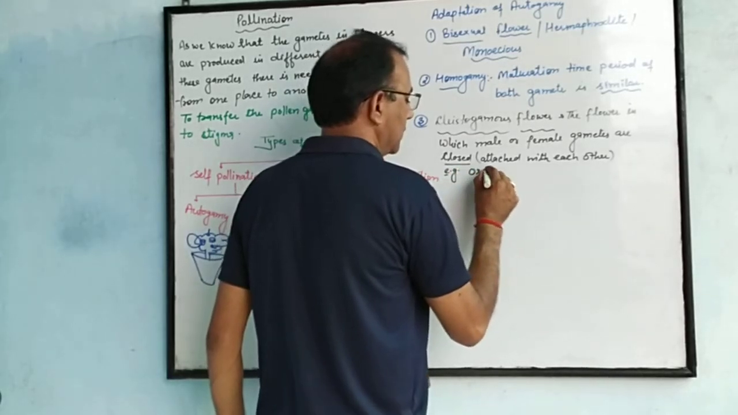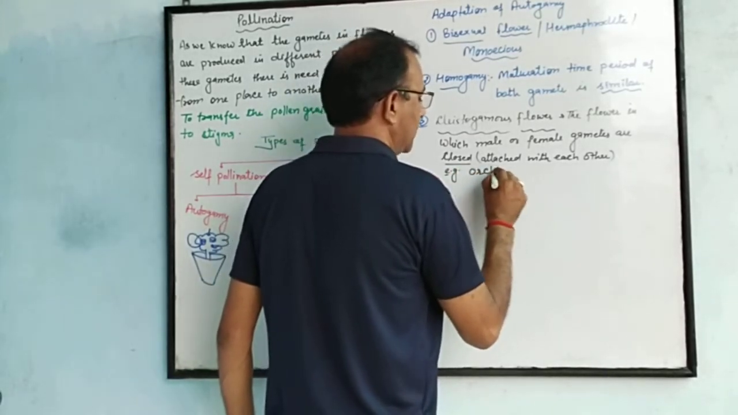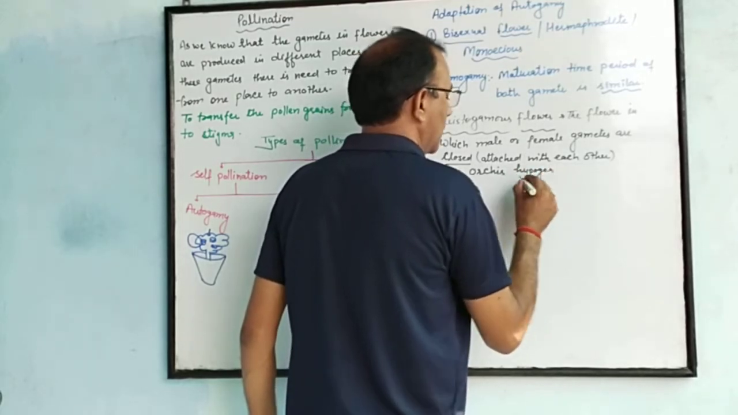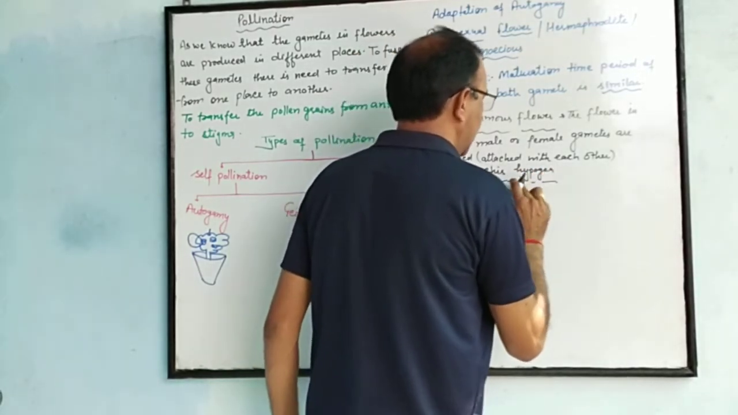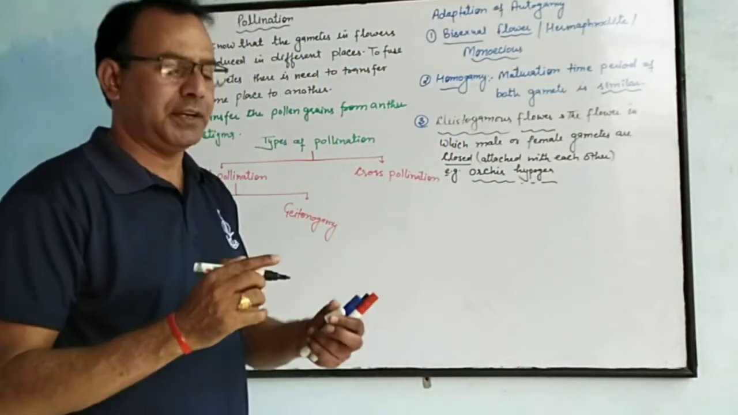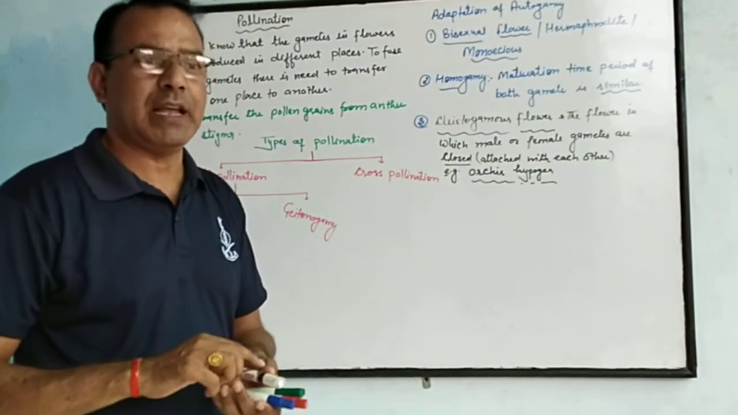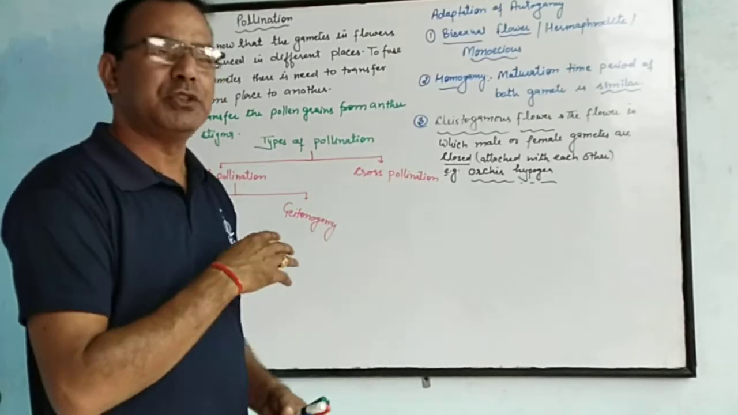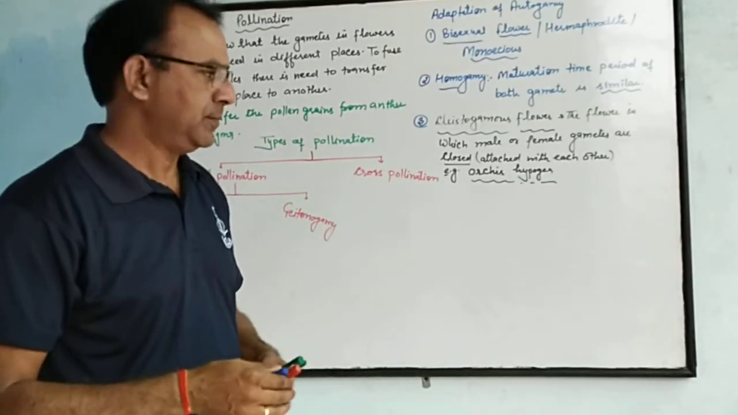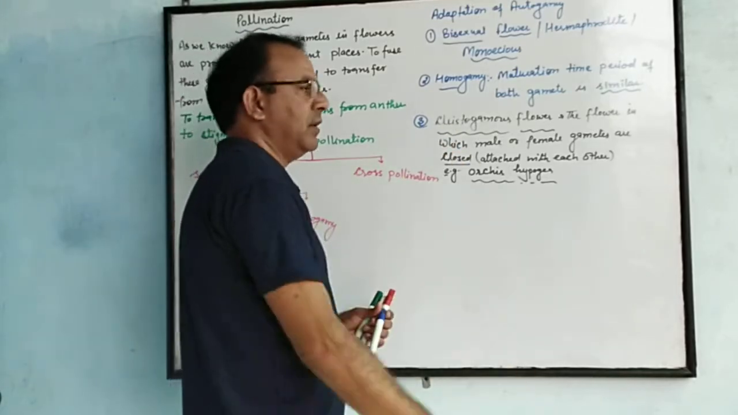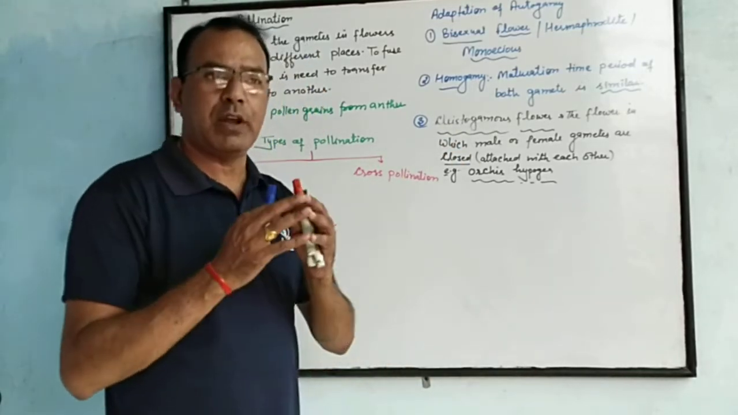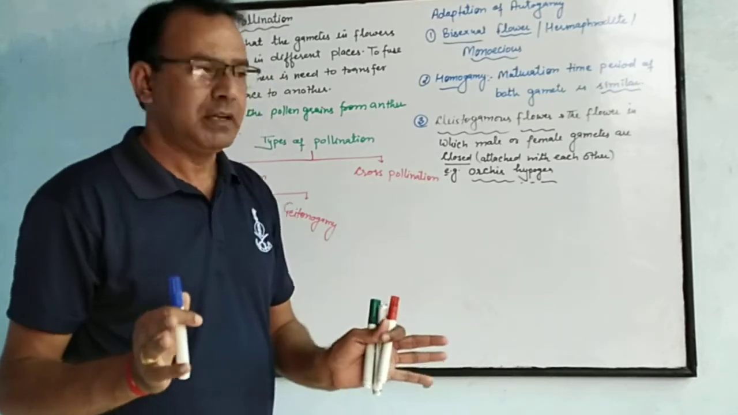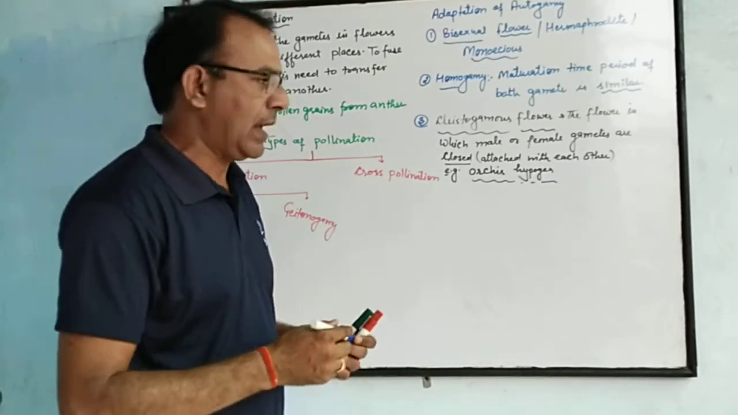orchids, hypogaea. Flowers of orchids and hypogaea are clistogamous, in which male and female gametes are closed, fused with each other. There is no need of any pollen agent. And one more type of flowers is one in which male and female gametes are open, free from each other. Those are called chasmogamous.